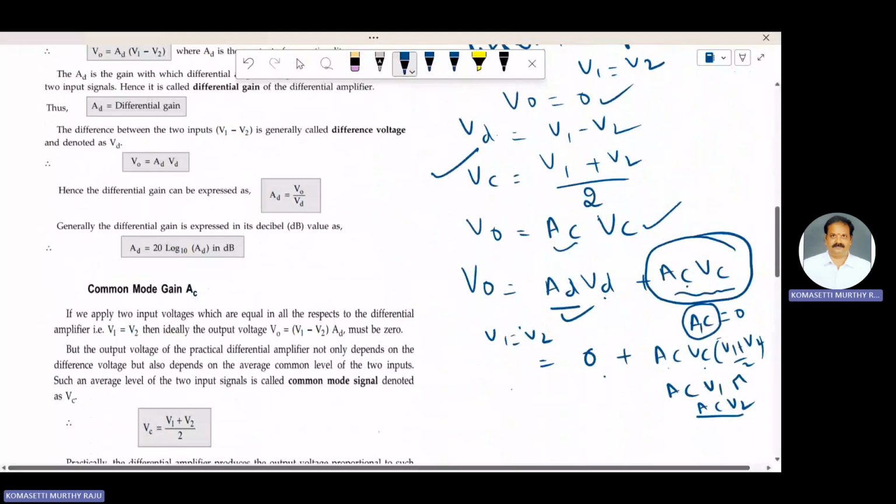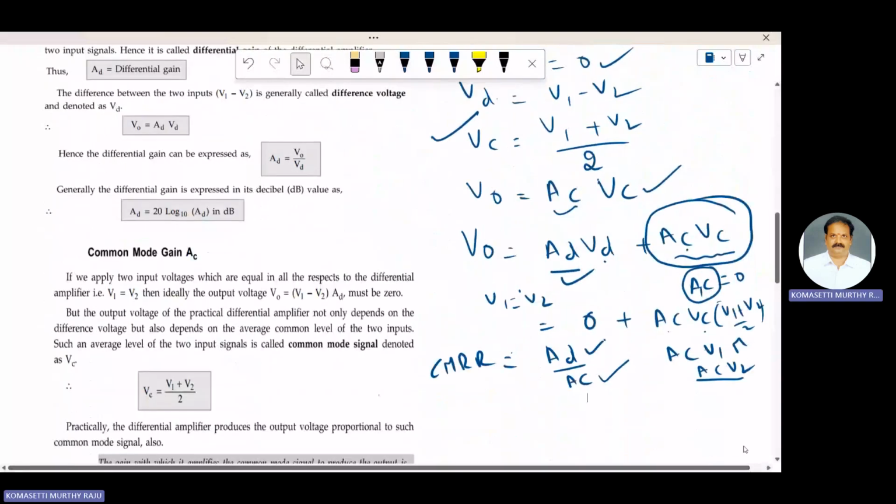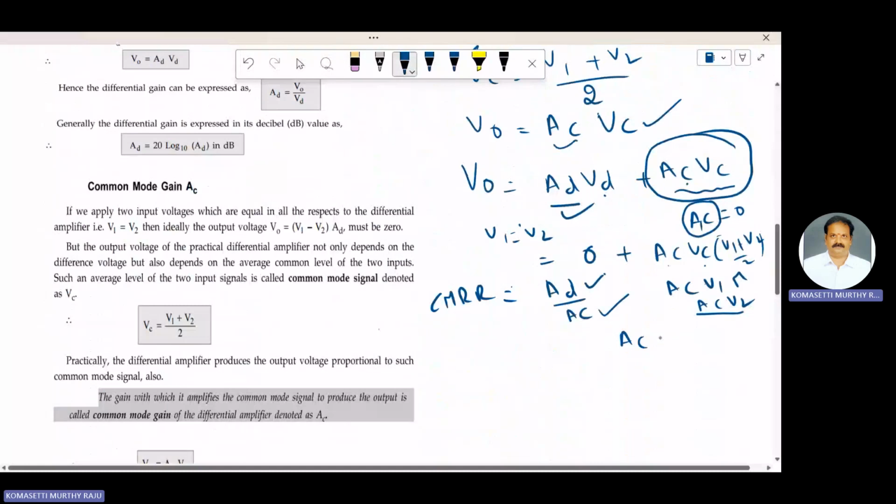By considering this concept, we define the common mode rejection ratio. Common mode rejection ratio is the ability of the differential amplifier to eliminate the common mode signal. CMRR is the ratio of AD by AC. AD is a high value, AC is a low value. In the ideal case, AC is equal to 0, therefore AD by 0 means infinity. The common mode rejection ratio in the ideal case is infinity. Practical case means a high value. CMRR is measured in dB.